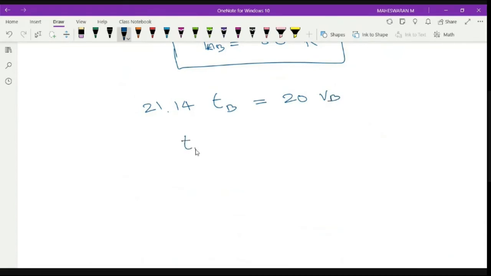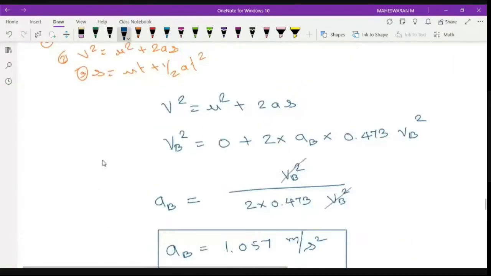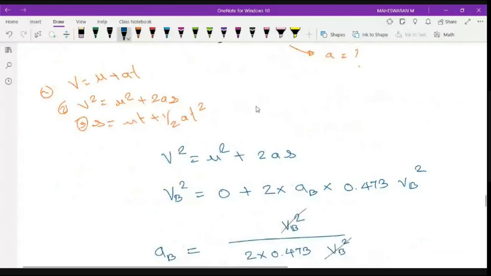So what is TB then? 0.946 VB. Right? Let me consider equation 7. So now again I have got the 3 equations. Which one we can use? I have T in terms of V. I have T in the first one, in terms of V. Very good. So I can use the first equation.